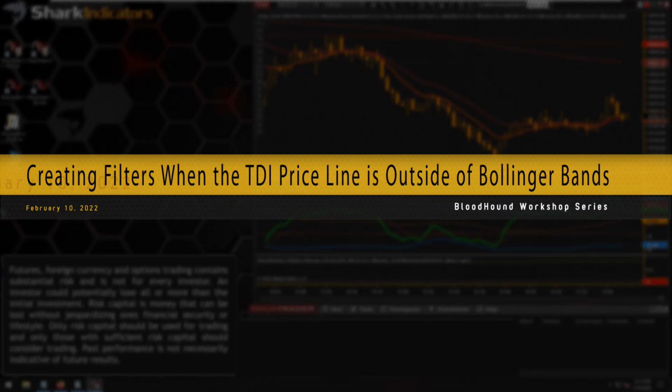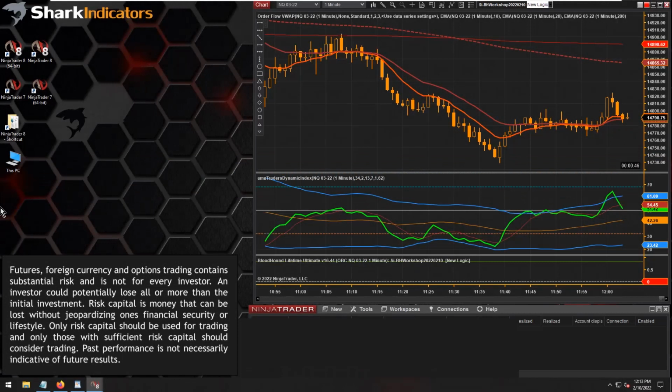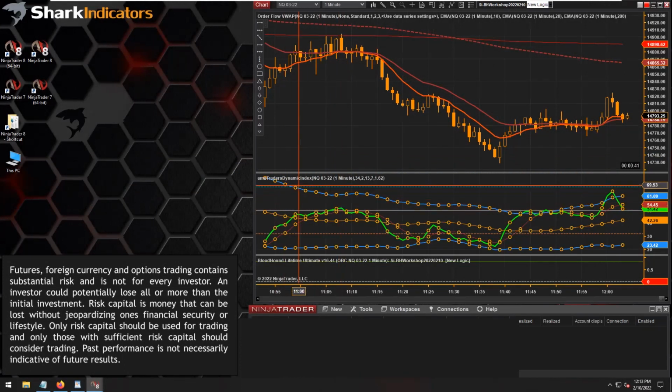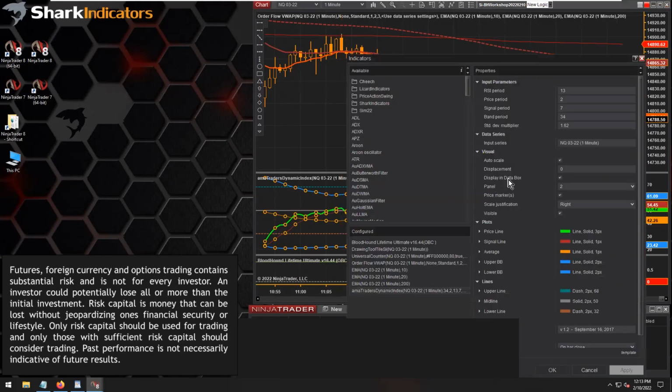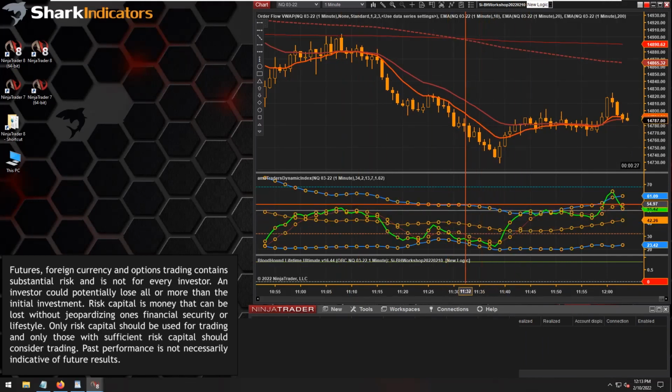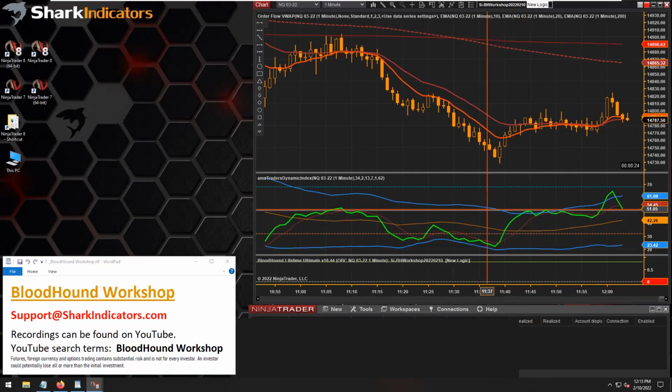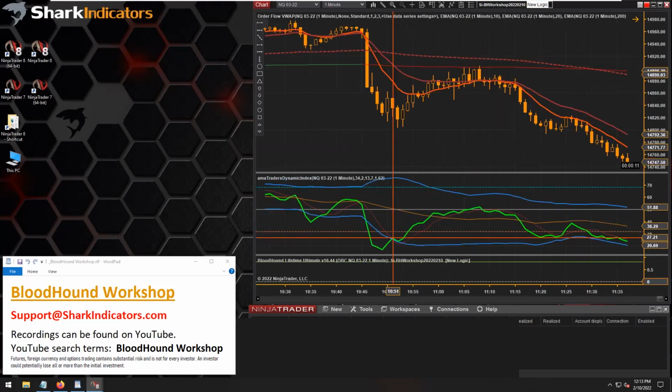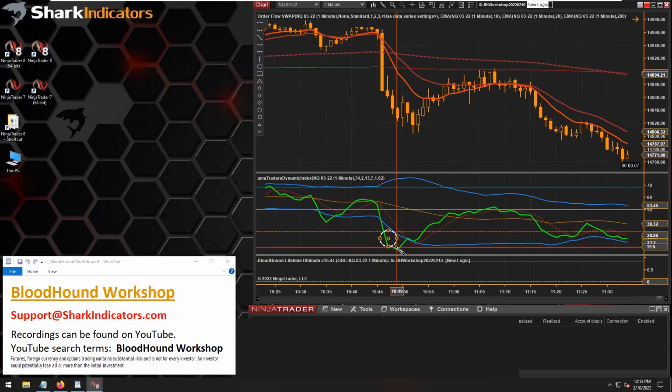All right, so Vito wants to identify when the green line is outside the Bollinger Bands. On this Trader's Dynamic Index indicator, we have this green line, which is the price line. When the price line goes outside the Bollinger Band, and I made the Bollinger Bands this brighter blue here, we're looking for those areas where the green line goes outside the Bollinger Band. Or, here we go, back here, the green line is outside the Bollinger Band there.